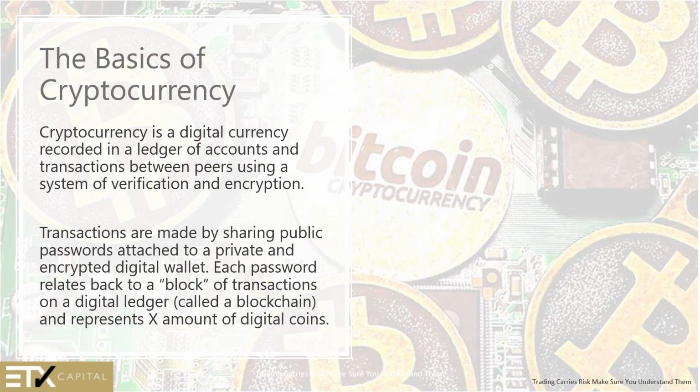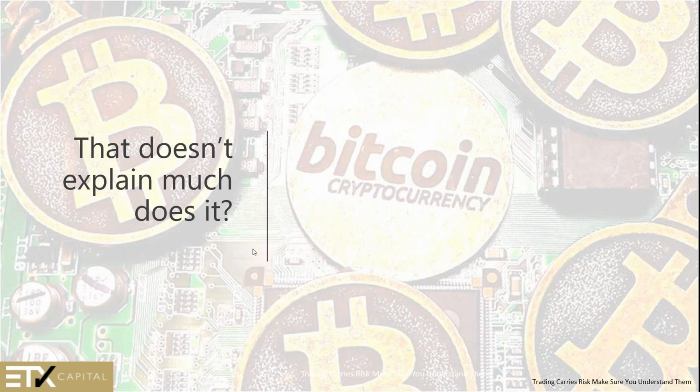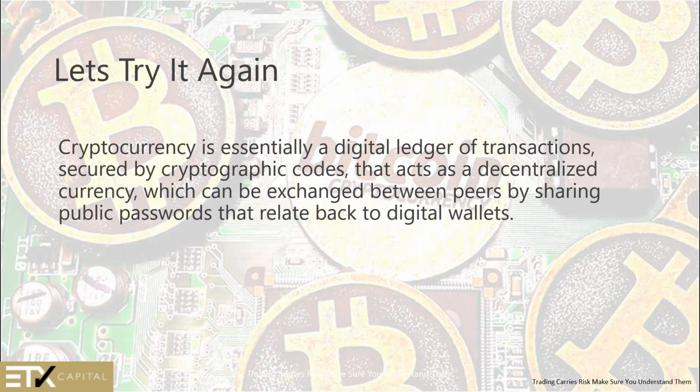Now, cryptocurrency is a digital currency recorded in a ledger of accounts and transactions between peers using a system of verification and encryption. Transactions are made by sharing public passwords attached to private and encrypted digital wallets. Each password relates back to a block of transactions on a digital ledger and represents a specific amount of digital coins. Well, that's a lot of words, and it doesn't explain that much.